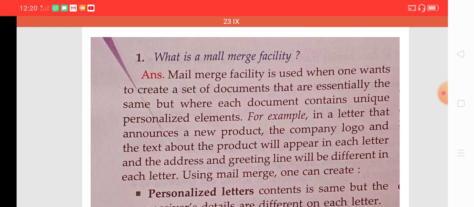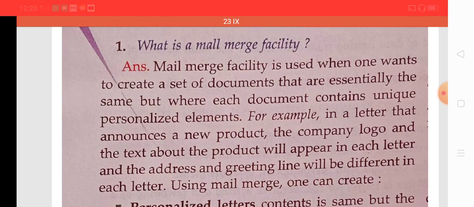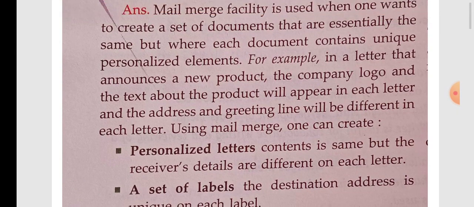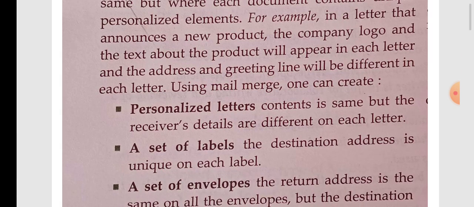First of all, what is a mail merge facility? That question belongs to MS Word. Mail merge facility is used when one wants to create a set of documents that are essentially the same, but where each document contains a unique personalized element. For example, in a letter that announces a new product, the company logo and the text about the product will appear in each letter, and the address and greeting line will be different in each letter. Using mail merge, one can create personalized letters containing the same content, but the receiver details are different on each letter. Second is a set of labels.